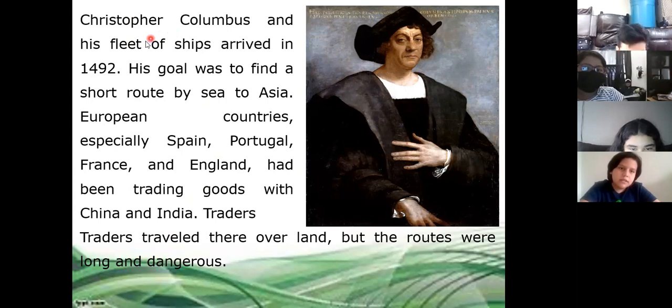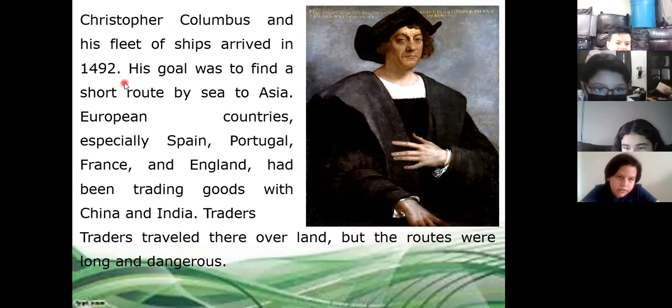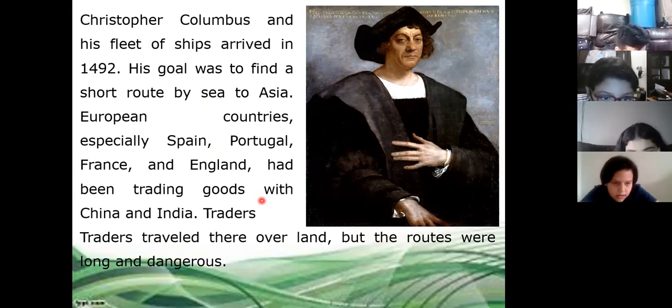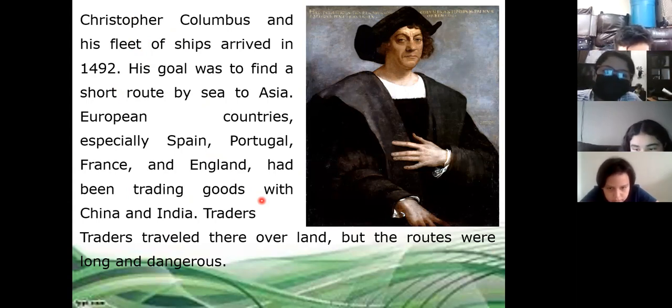Christopher Columbus and his fleet of ships arrived in 1492. His goal was to find a short route by sea to Asia. European countries, especially Spain, Portugal, France, and England, had been trading goods with China and India traders. Traders traveled there overland, but the routes were long and dangerous.